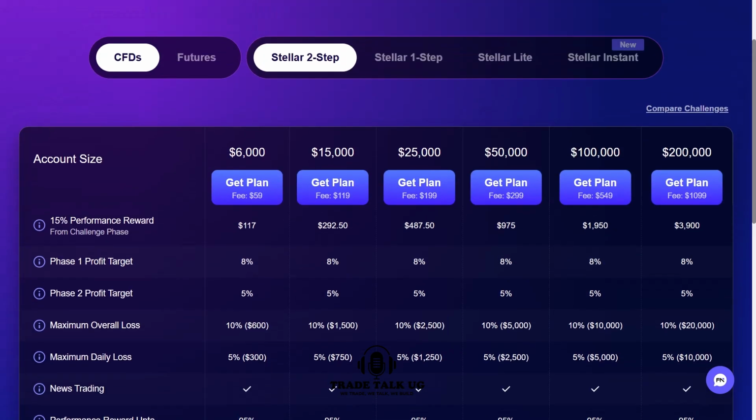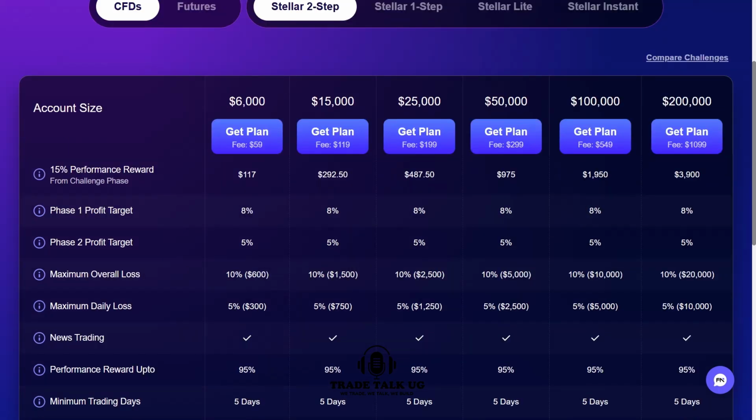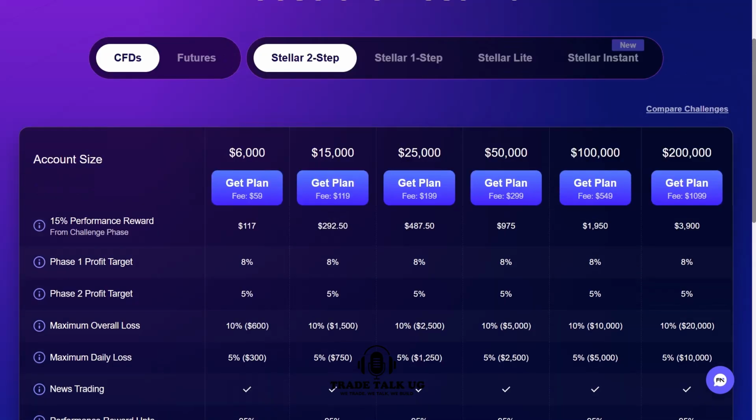The difference between Stellarite and Stellar. For Stellar, after passing this account's phases, there is a 15% reward from the challenge phase profit. So on the profit for passing phase 1 and phase 2, they give you 50% of that profit.